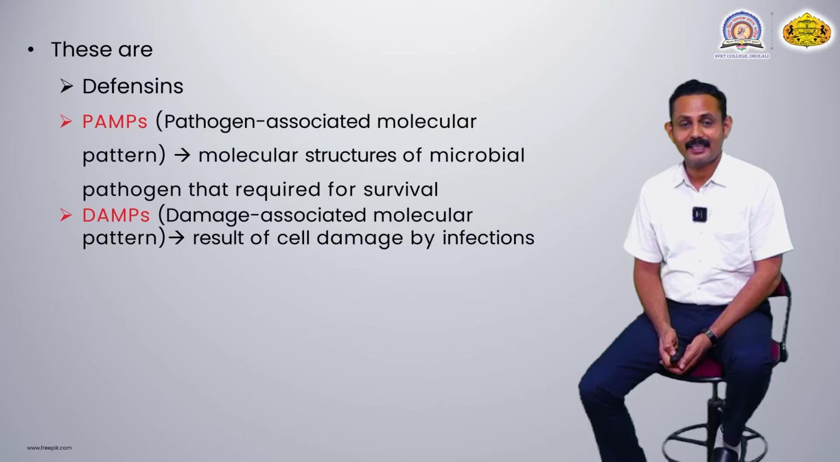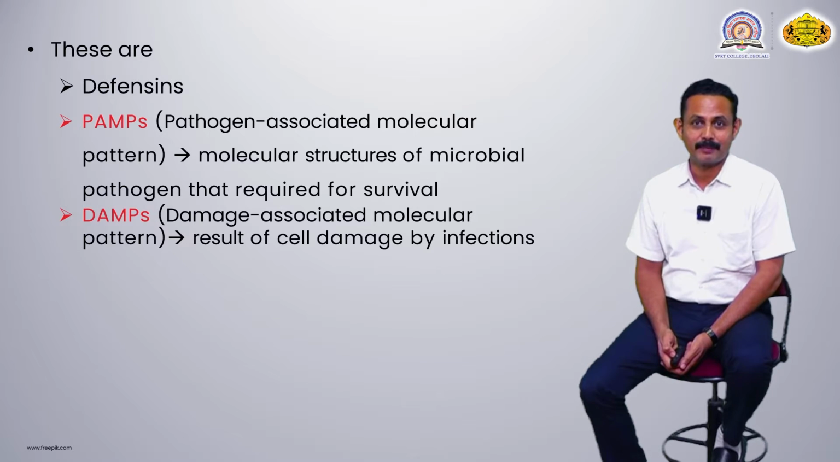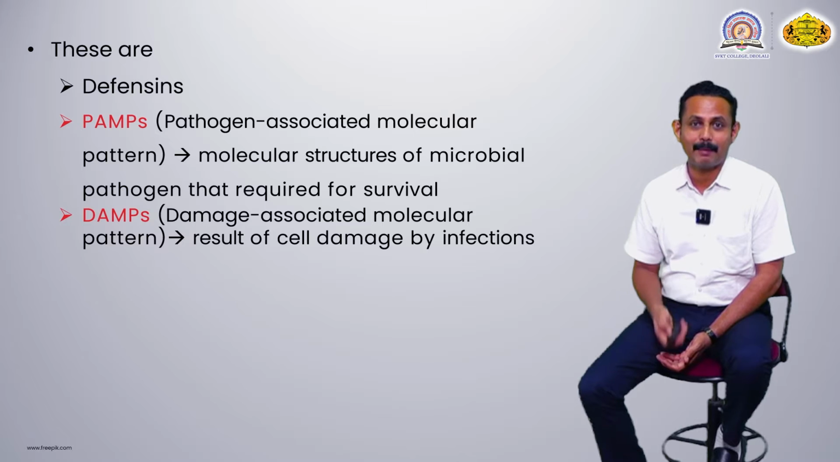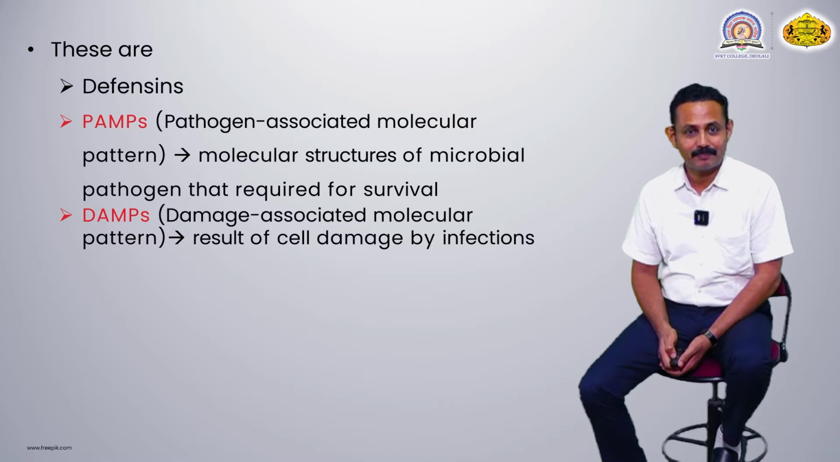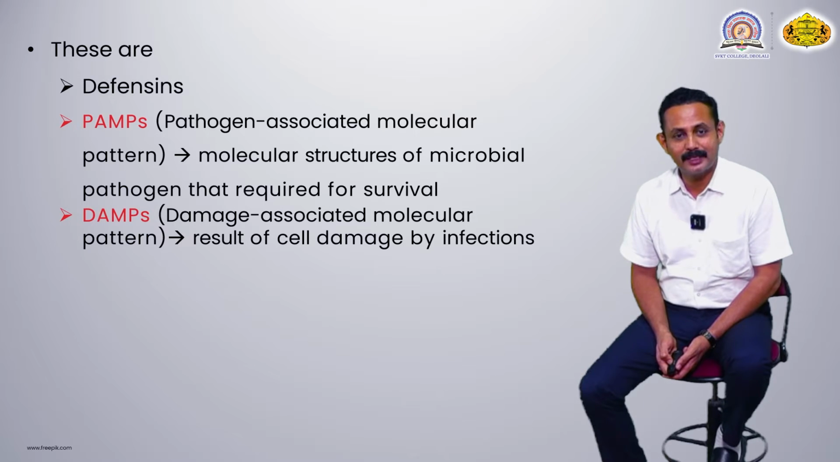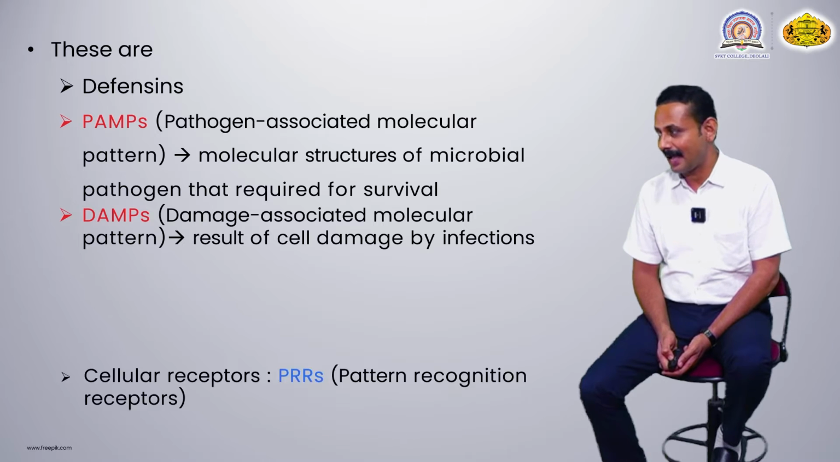Then another is the damage associated molecular pattern, or the DAMPs. These DAMPs are actually produced during the course of inflammation, tissue injury or different types of cell damage caused outside or inside the body. These damaged parts themselves act as a stimulator for that type of immunity. That's why they are called damage associated molecular patterns, or DAMPs.